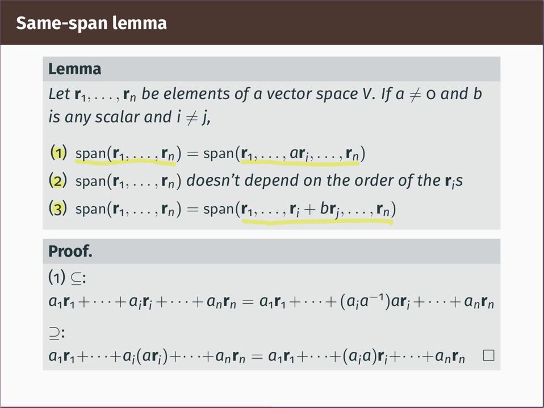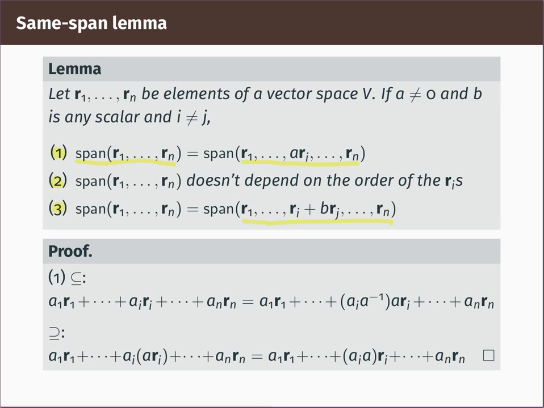Part 3 of this lemma is going to be an exercise on your coursework 3. So the only part which I'm going to prove here is part 1. If we want to prove part 1, we're claiming that two sets are equal. So we should do it by a double containment argument.